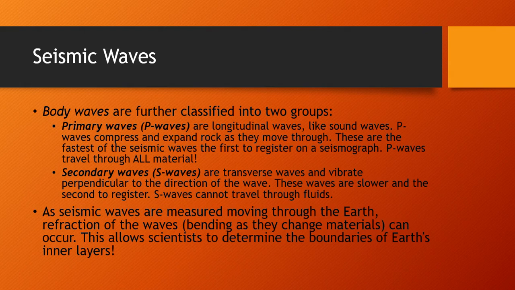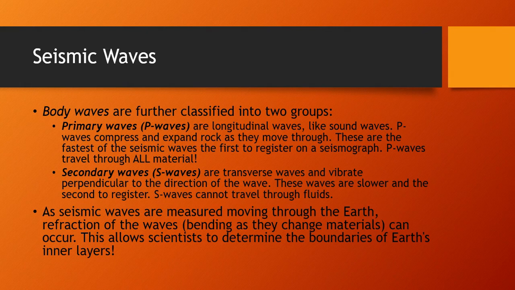So they can travel through any material. And so we can measure the times that those primary waves travel through solid materials or liquid materials. And so if you know, say, how fast that primary wave traveled through the mantle, you could figure out basically the density of the mantle or what it's made out of.